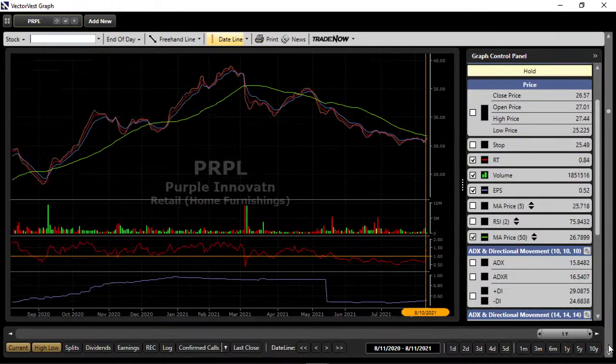So that's what I would say about earnings. I would pass on this one. I don't like that earnings per share pattern. Even though I might like the price setup, I would pass on it if earnings was a week away. That's when I would pass on it.